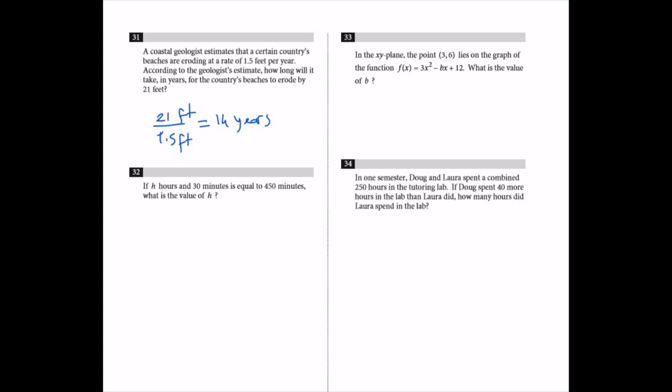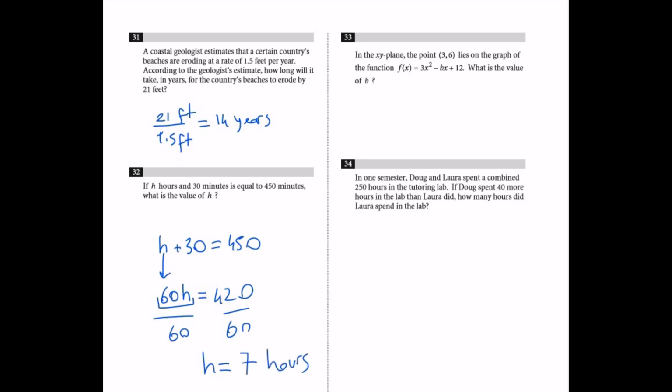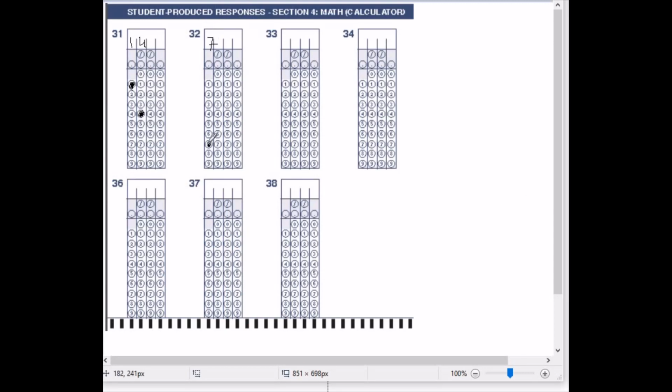Okay, number 32. If 8 hours and 30 minutes is equal to 450 minutes, so 8 hours plus 30 minutes is equal to 450 minutes, what's the value of h? Now we need to convert everything into minutes and solve for h. We know that 1 hour is 60 minutes, so we can write h as 60h, because if I multiply h by 60, it will be expressed in minutes. Subtract 30 on both sides. 450 minus 30 is 420. Now divide both sides by 60. So h will be 7 hours. And you're going to go to your free response sheet and write 7 and bubble in 7 correctly.